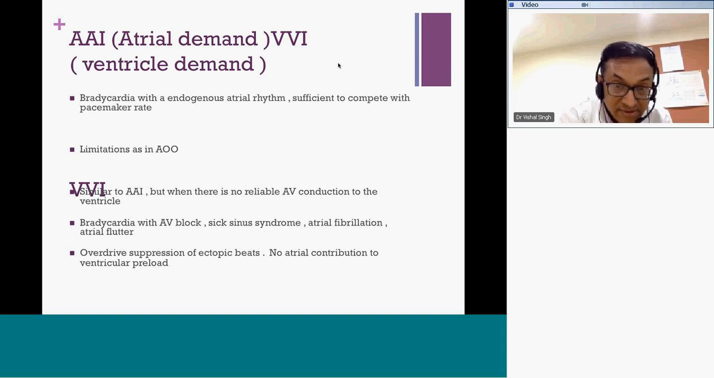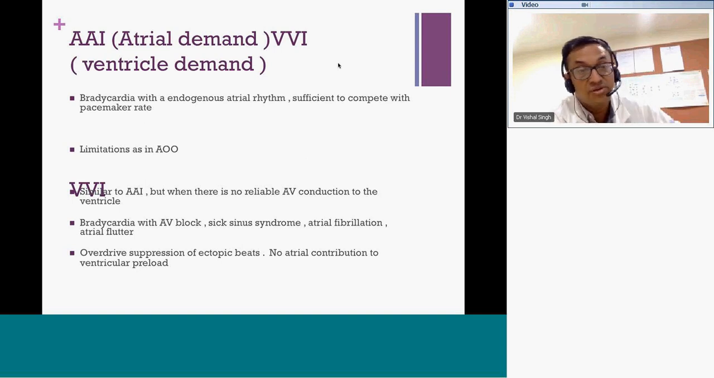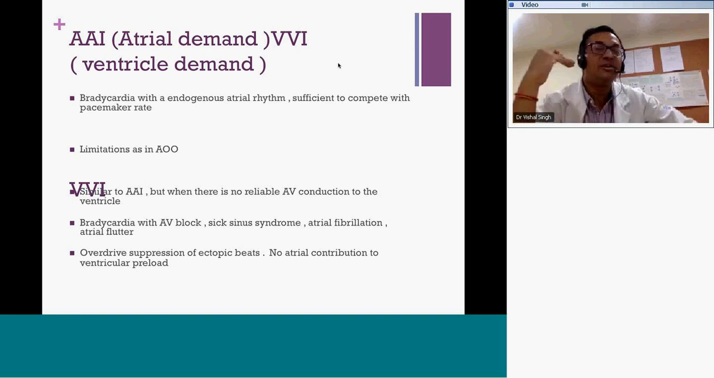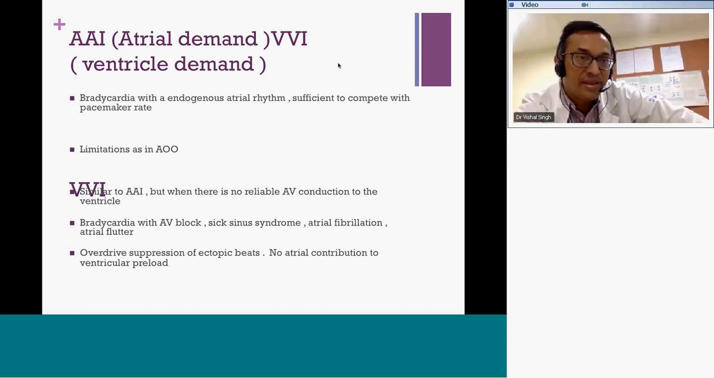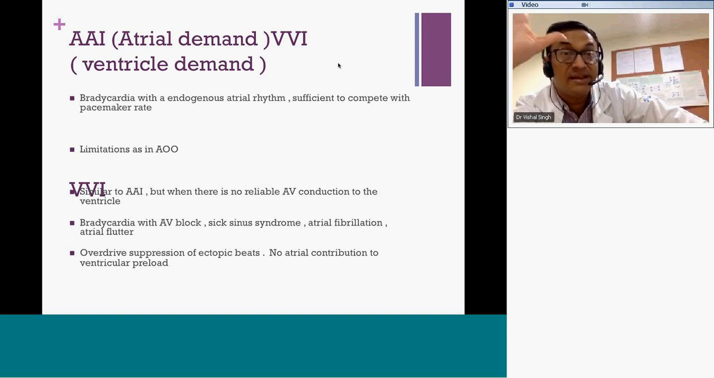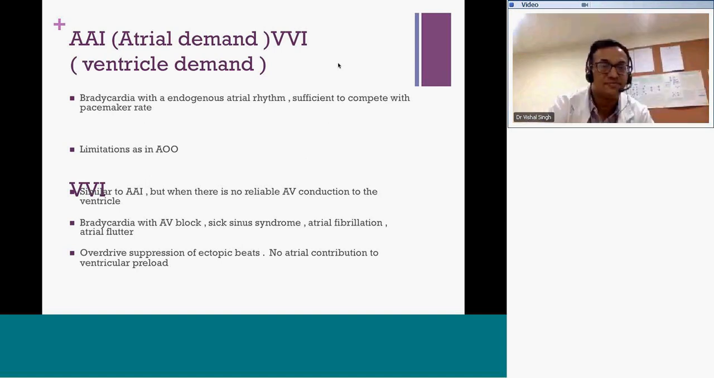But you should remember that when you do VVI pacing, there's no atrial contribution to ventricular preload. AAI is done in patients with bradycardia with an intact AV conduction and an endogenous atrial rhythm. So basically, when you say AAI, remember that if, for example, the pacemaker rate is 100: if the patient's rate is below 100, it will pace; if it's above 100, it will not pace. This is AAI, an inhibitory mode of the pacemaker.